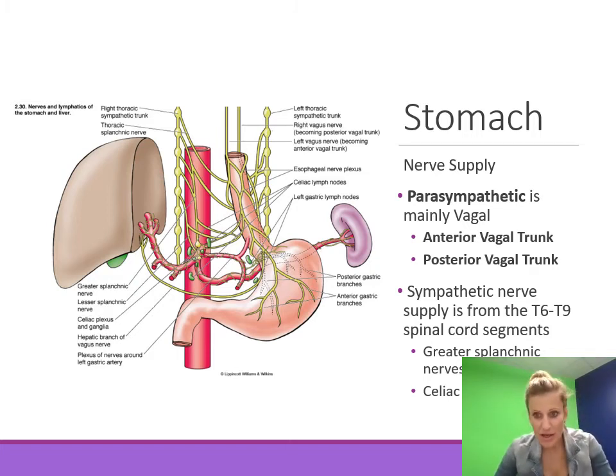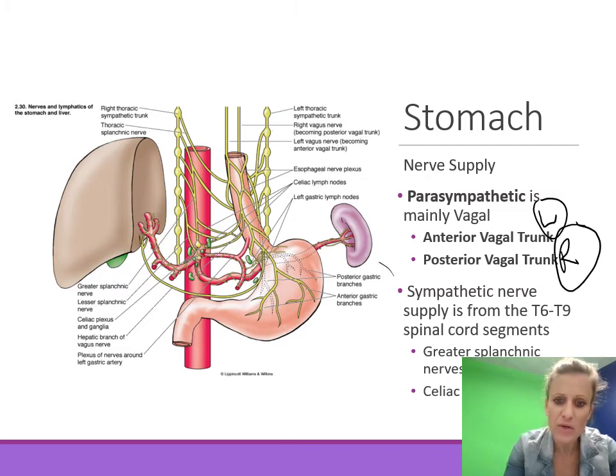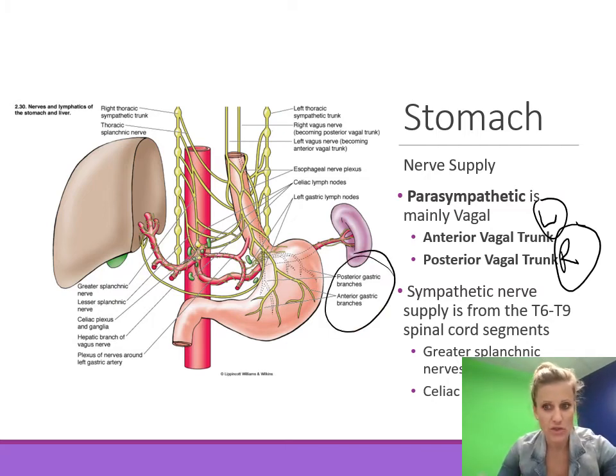Nerve supply to the stomach, again, is just like we saw in the esophagus, it's parasympathetic and sympathetic. Parasympathetic is mainly vagal via the anterior vagal trunk and the posterior vagal trunk. The anterior vagal trunk, remember we said, is from the left vagus nerve, and the posterior vagal trunk is from the right vagus nerve. And here you can see the gastric branches, right? So the anterior vagal trunk gives us the anterior gastric branches. The posterior vagal trunk gives us the posterior gastric branches.